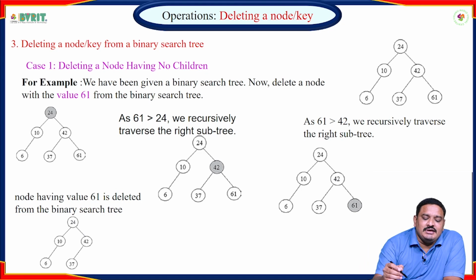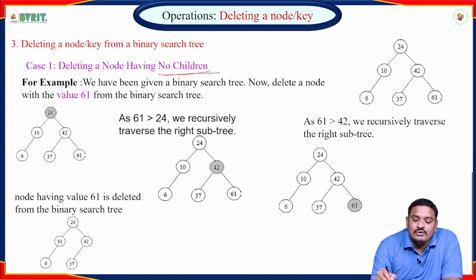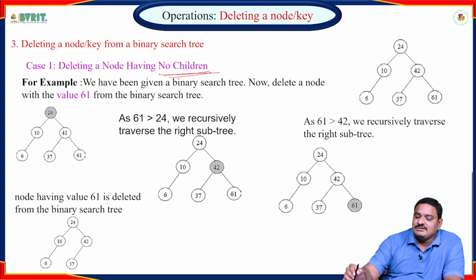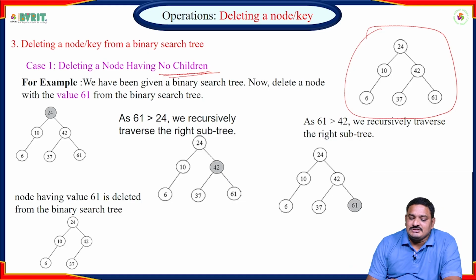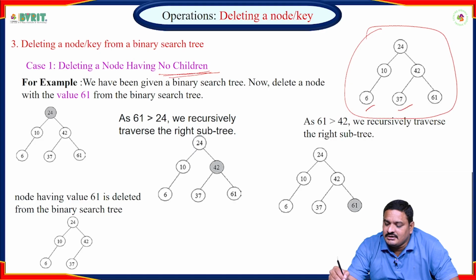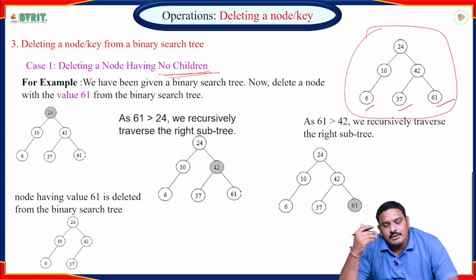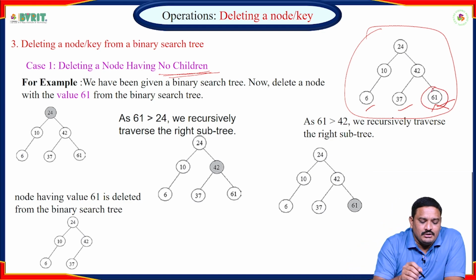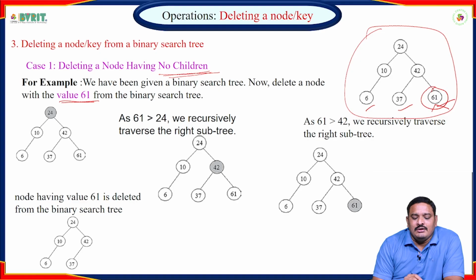The first case is deleting a node having no children. See this example of a tree. In this tree, we are deleting a node with no children: either 6, or 37, or 61. Suppose I am deleting 61, because there are no children. So the 61 node will be deleted.